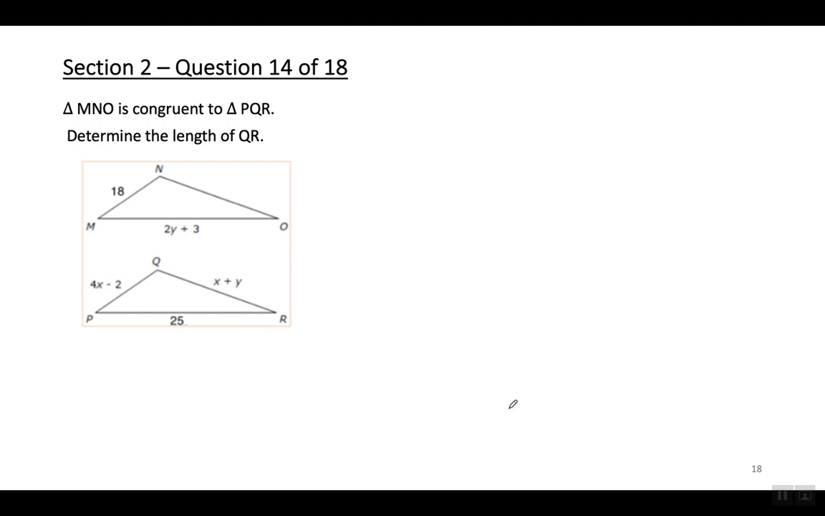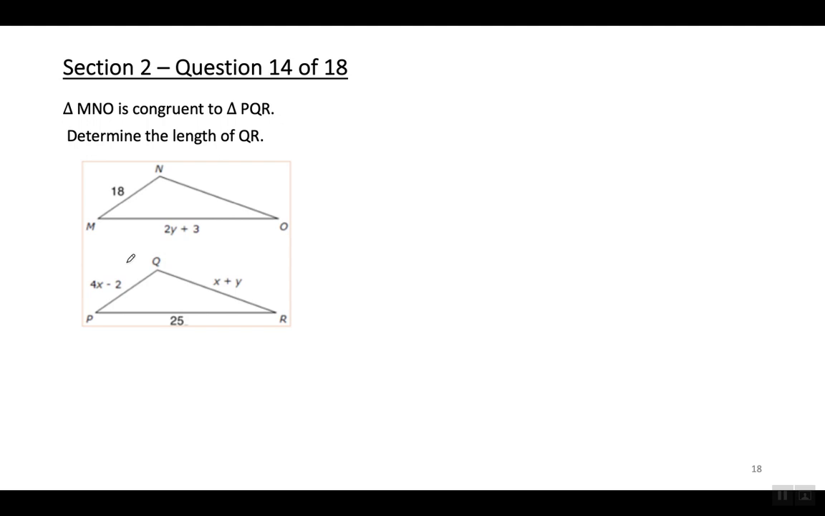All right, number 14. Triangle MNO is congruent to triangle PQR. Determine the length of QR. Here's QR. All right, here's the issue with this problem. When you look at QR, they got two variables. Let me tell you the trick to solving this problem.